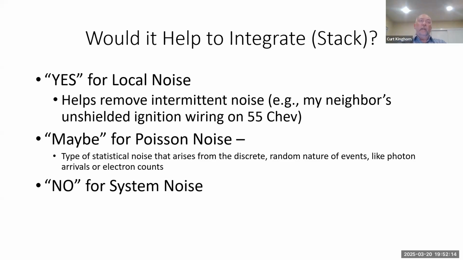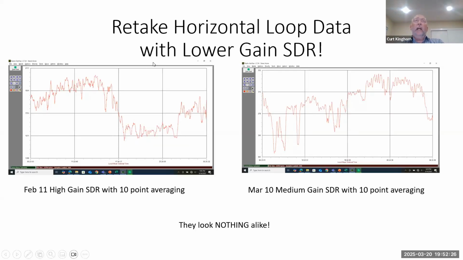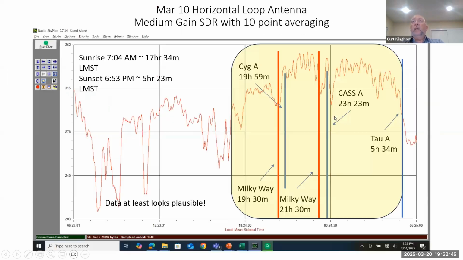So that's why it's important, if you can, to move your antenna away from sources of electromagnetic radiation like refrigerators or whatever else. When I retook the data, and remember I took it for many months, including horizontal data, with the lower gain, on the left is the high gain and on the right is the medium gain. Notice they don't look the same, but as I'm going to point out, the medium gain data is much, much better. And now this is the horizontal.